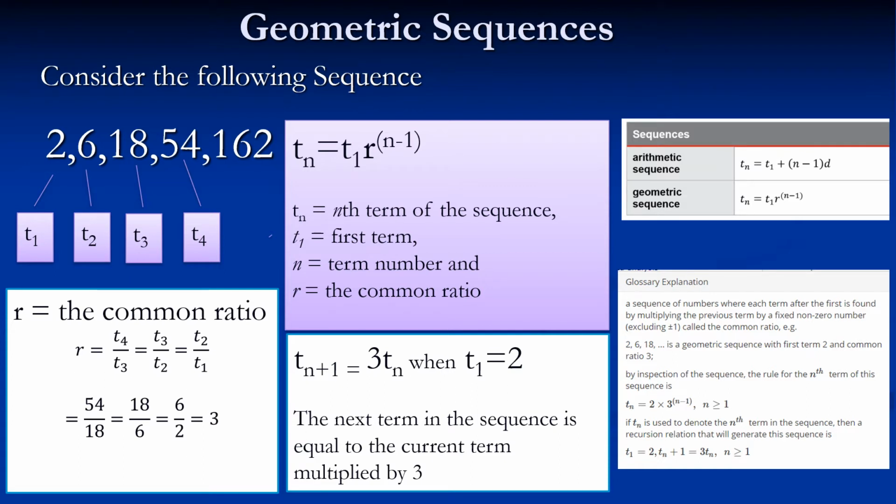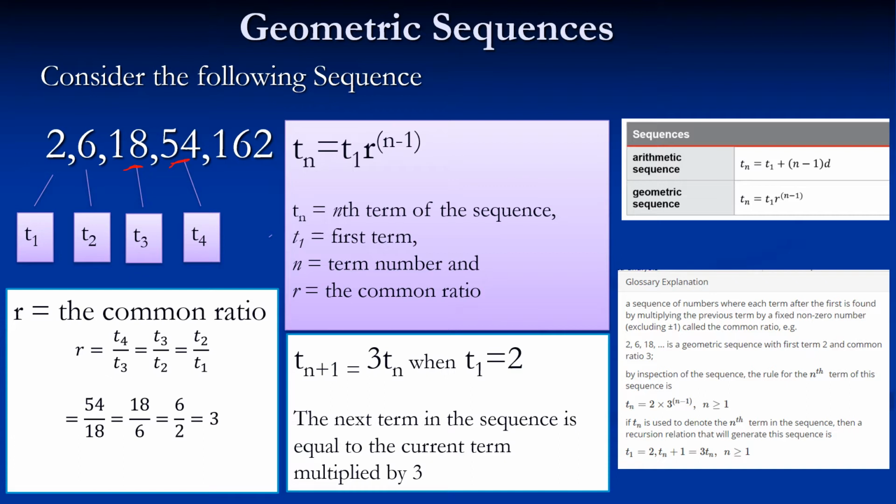The common ratio is found by dividing the term just after by the term just before it. So if we go, for example, term 4 divided by term 3, that's going to be 54 divided by 18. Now that should be the same as 18 divided by 6, or 6 divided by 2, and they all equal 3. So this is a common ratio.